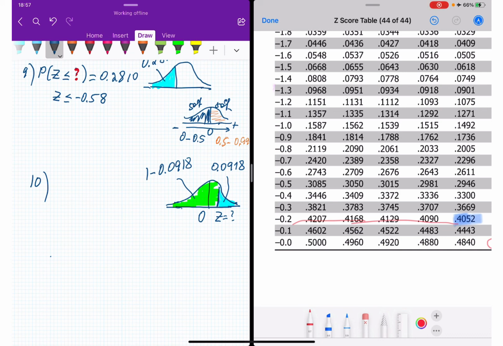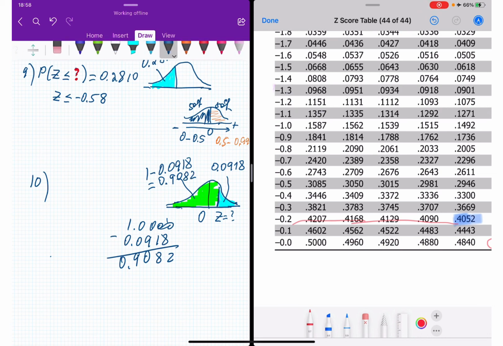Okay, let me do it myself. I don't want to rely on a calculator. So it's going to be 2, 9 minus 1 is 8, 9 minus 9 is 0, here is 9, here is 0. So this area is going to be equal to 0.9082.